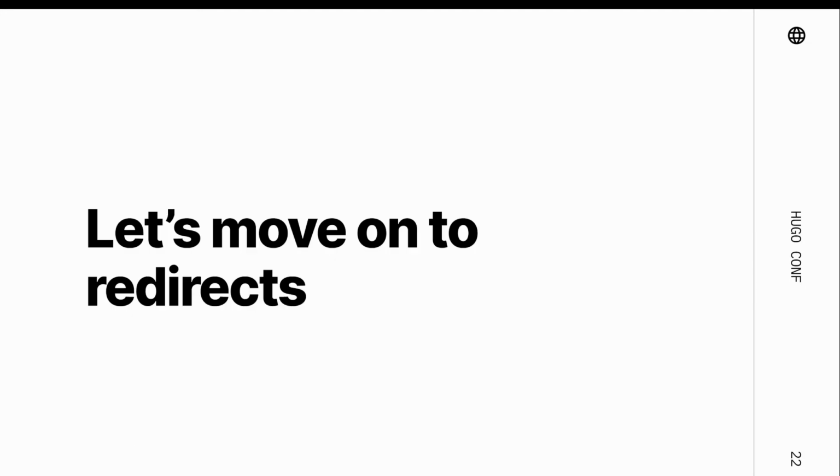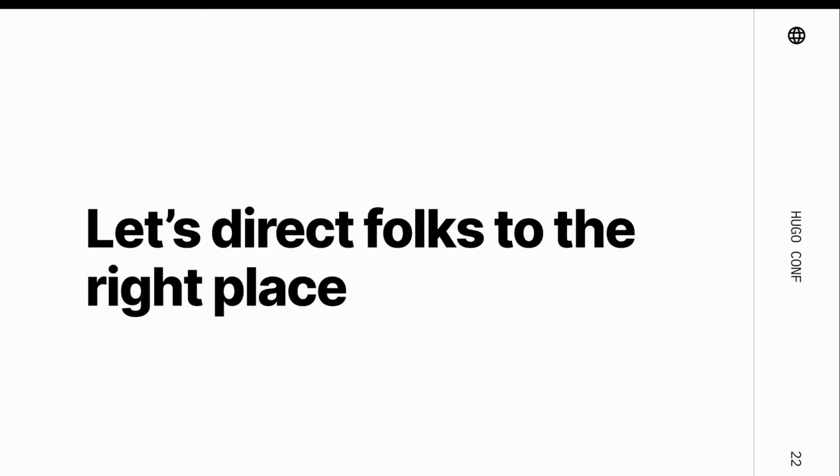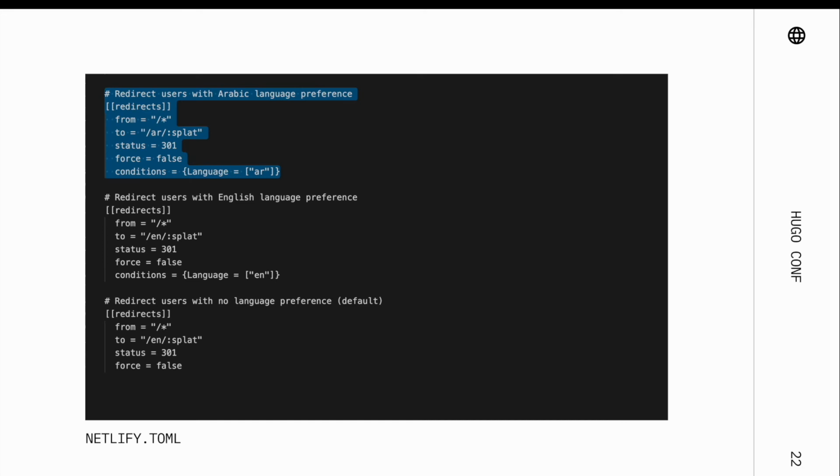Let's move on to redirects. We've got to get people to the right place once they land on the website. The way we do that is, since Hugo creates a separate directory for each language, we need to route them to that language based on what their preferred language is. So I mentioned Netlify, and Netlify offers up a Netlify TOML file, which is essentially a settings file where I can set things like redirects.